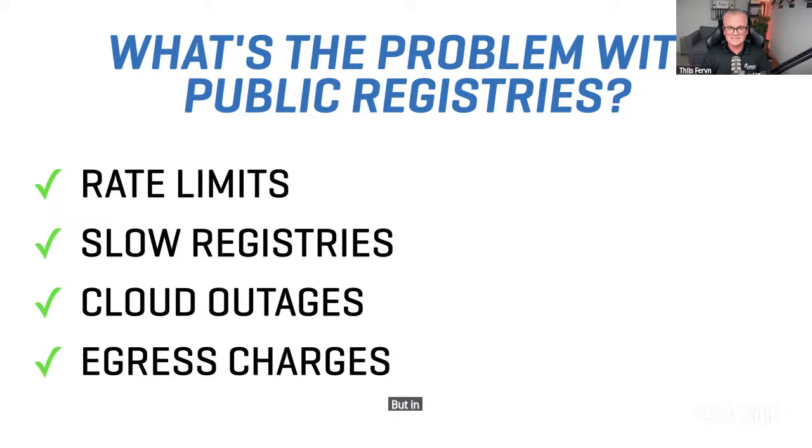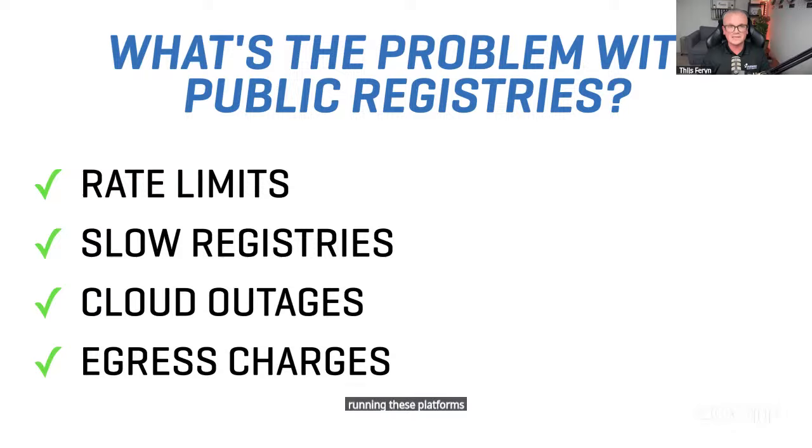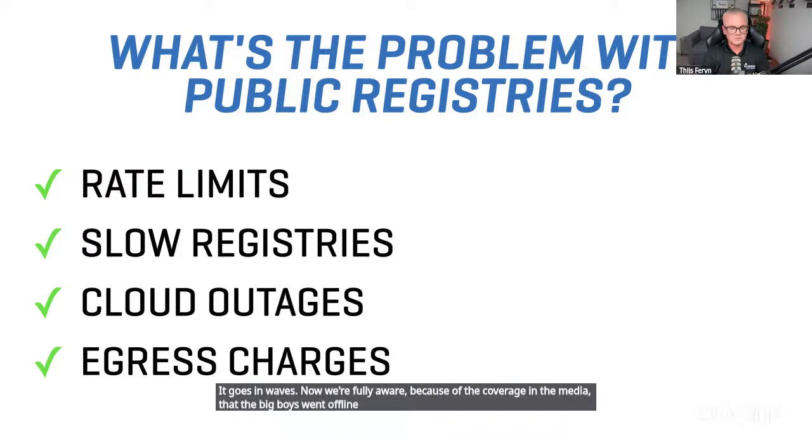But in terms of resilience and the offline mode, I already hinted, cloud outages are the main culprit. Which is interesting timing, right? We had a bunch of cloud outages. I won't name the platforms and the CDN vendors. There's no need to shame them. Running these platforms is a complicated business. Outages can happen. But the problem is that we as users tend to forget that. We sometimes forget that these things can go offline. It goes in waves. Now we're fully aware because of the coverage in the media that the big boys went offline. So you need some sort of resiliency where you can make sure that all the artifacts that you need for your day-to-day are there, because otherwise your developers, but also your pipelines aren't doing anything.